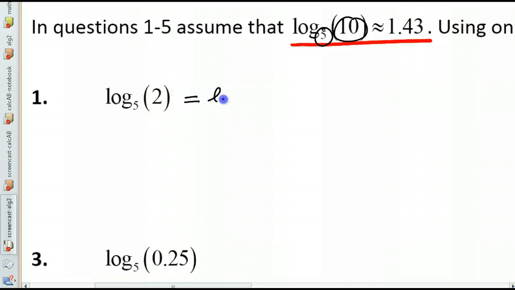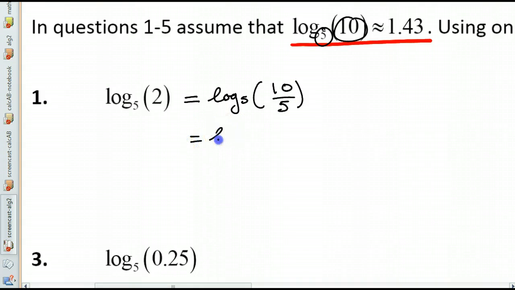I need to rewrite log base 5 of 2 differently. 2, I need to rewrite it with 5 or 10, or maybe a power of 5. I can use 25, okay? I can use 125, or I can use 100, okay? I can use the power of these numbers. As I said, you can raise to a power. But anyway, we don't need to do that. 2 is just 10 over 5. Why did I do that?